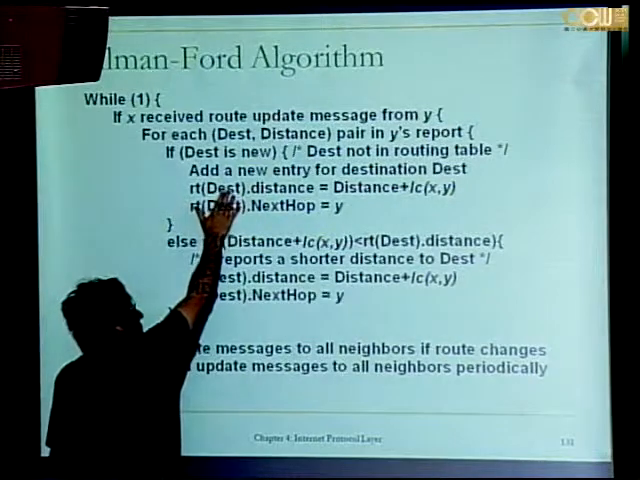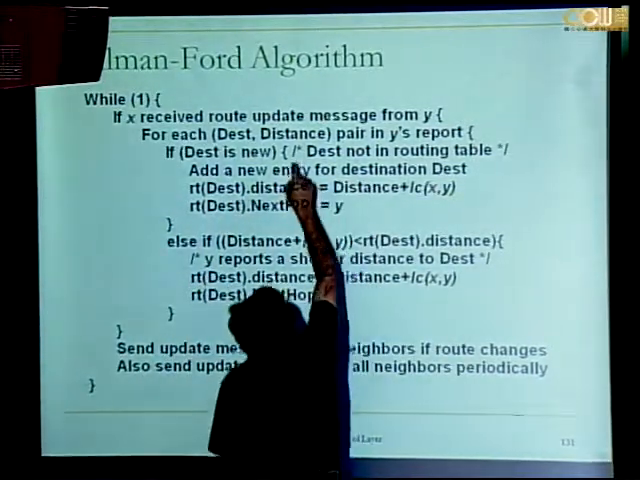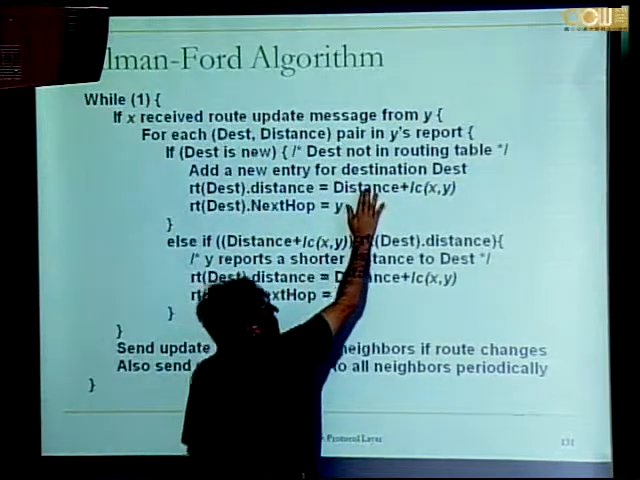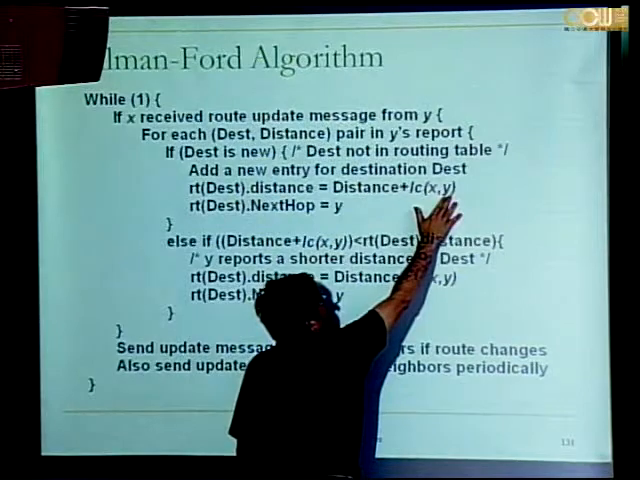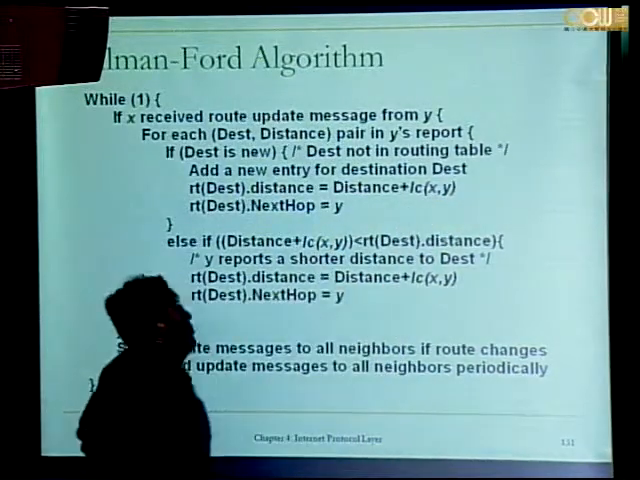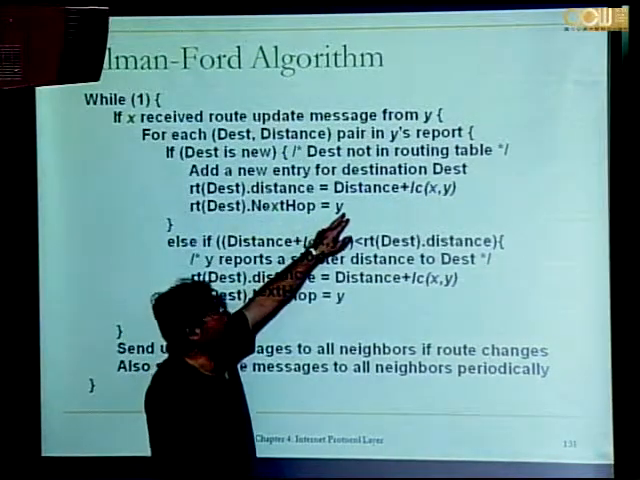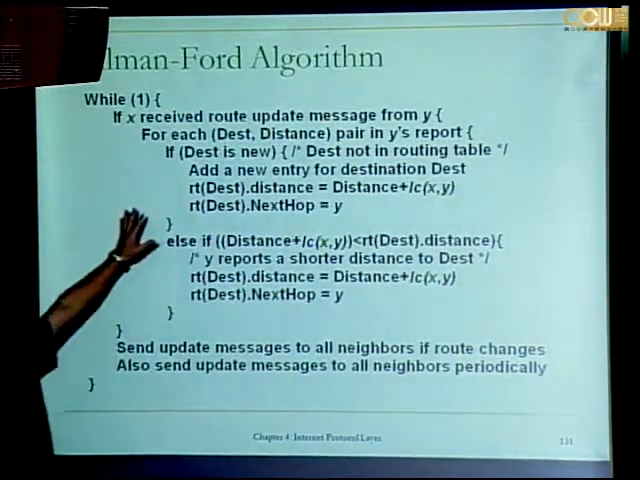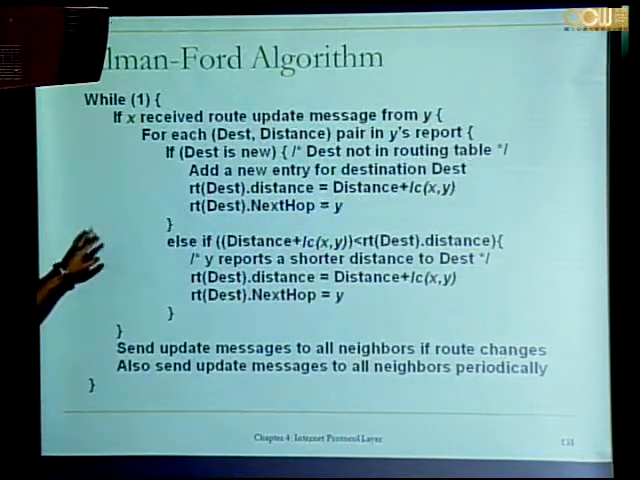To this destination, the distance will be the distance told by my neighbor. My neighbor told me this, but I need to add the distance from me to my neighbor. And the next hop will be my neighbor, for sure. So if my neighbor is telling me about a router I never knew, I would add it.